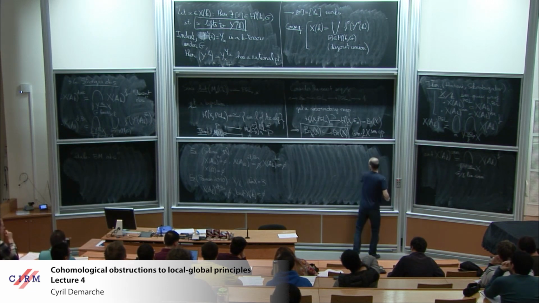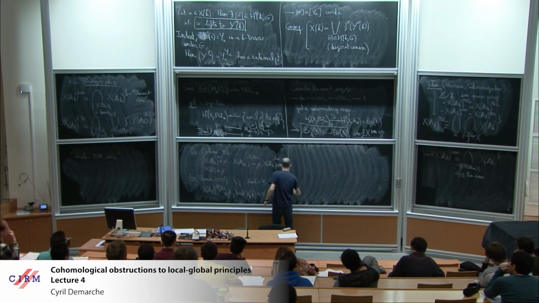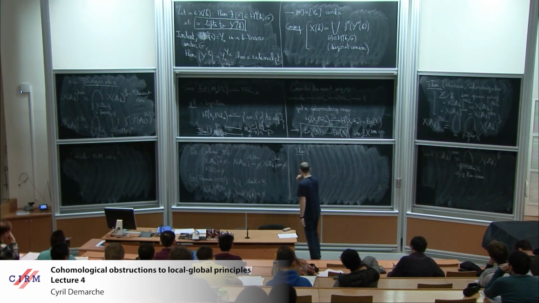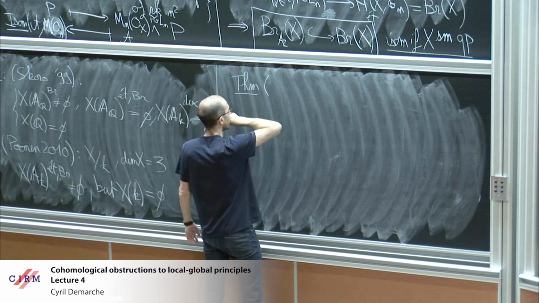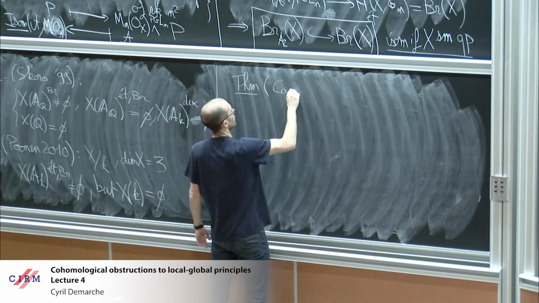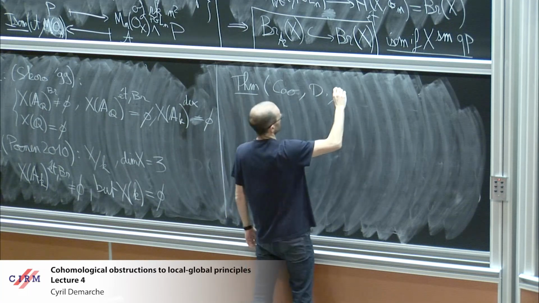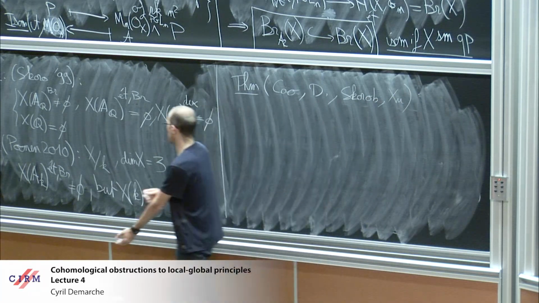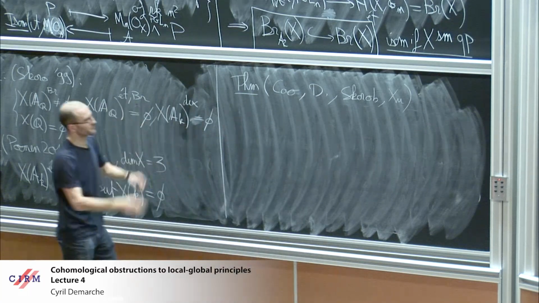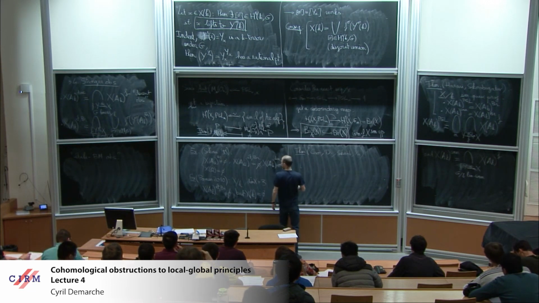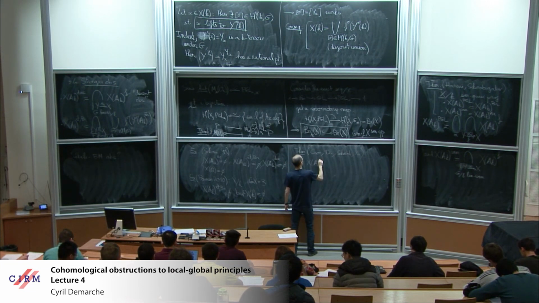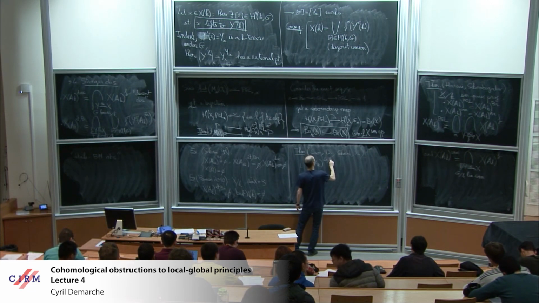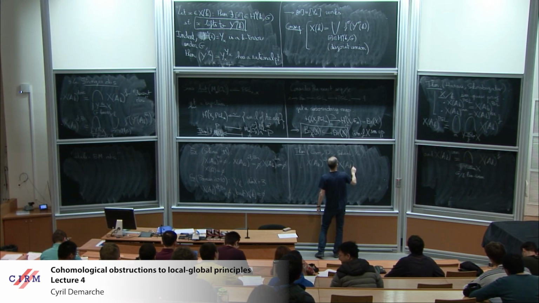Maybe I mention a last result due to several people: Yang Cao, myself, Skorobogatov, and Xu Shuai. During several years, we proved that for any nice variety X, these two obstructions are the same. So the descent and the Étale-Brauer one are the same.